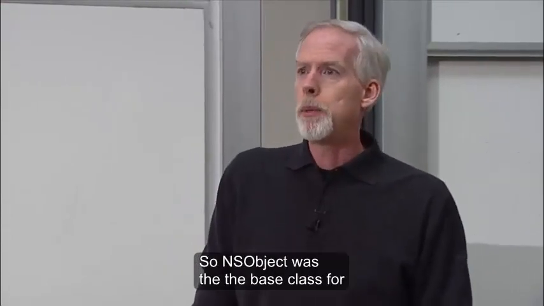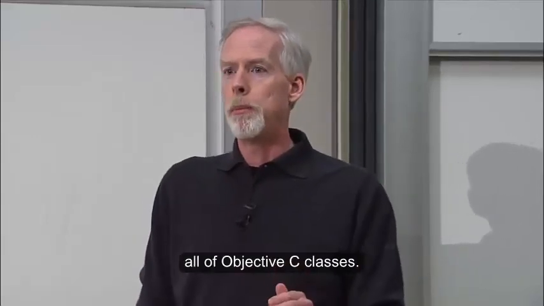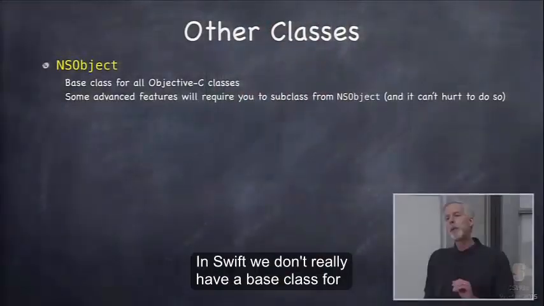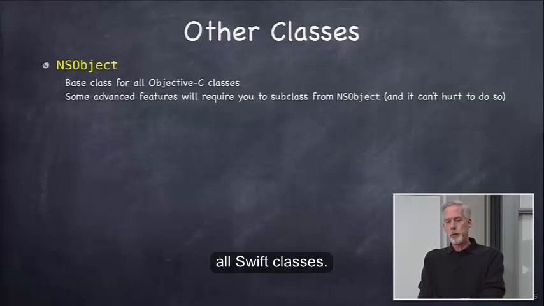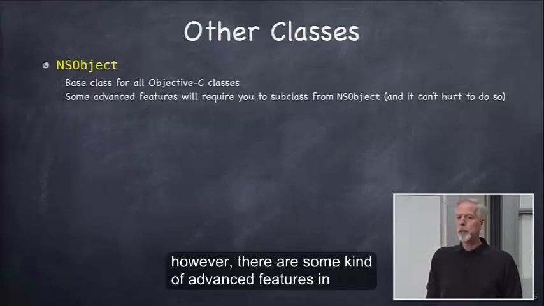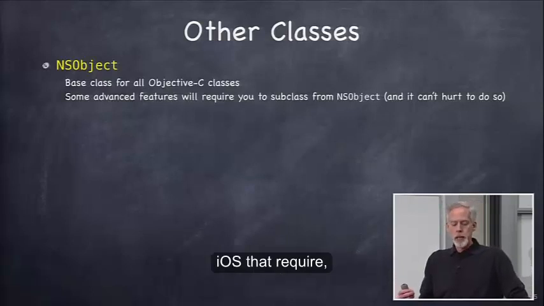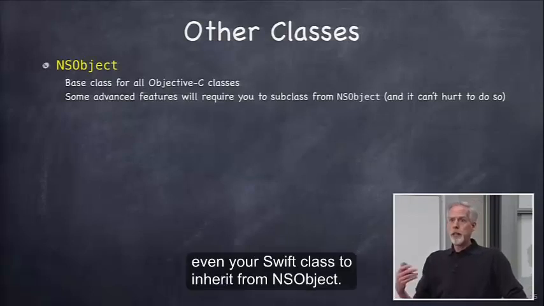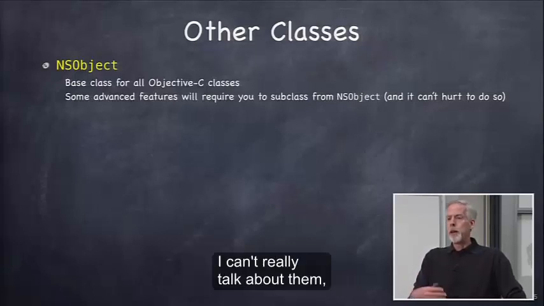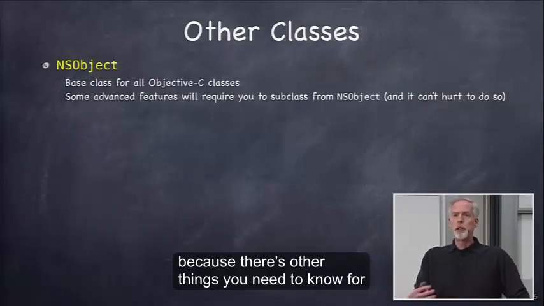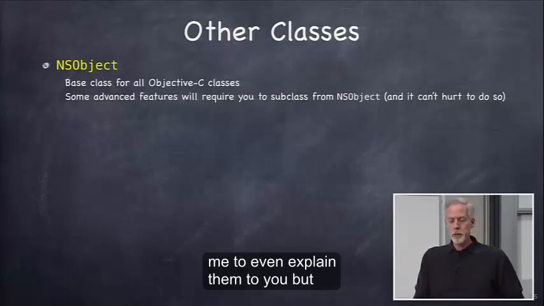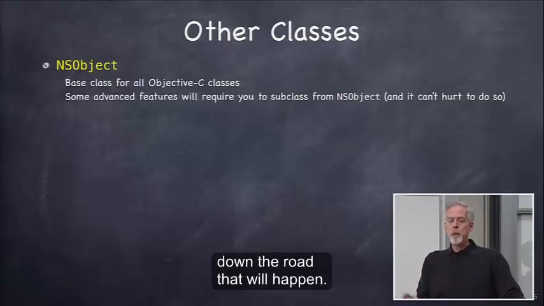All right, other classes besides Array, Dictionary, Range. NSObject. NSObject was the base class for all Objective-C classes. In Swift, we don't really have a base class for all Swift classes. However, there are some advanced features in iOS that require even your Swift class to inherit from NSObject. I can't really talk about them because there are other things you need to know for me to even explain them to you, but down the road that will happen.